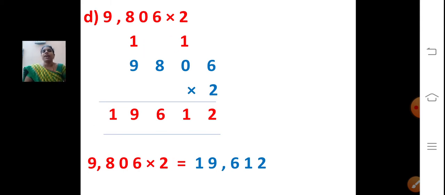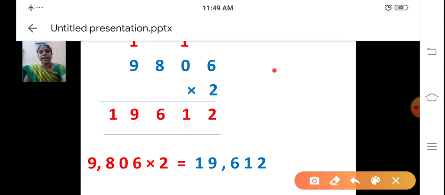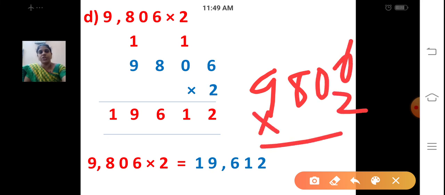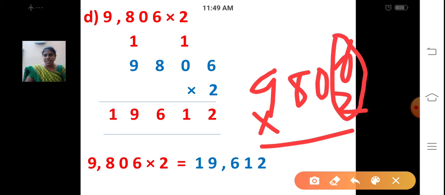Next sum. We are going to multiply 9,806 into 2. Shall we multiply the two numbers now? 9,806 we are going to multiply by 2. So what should I do now? You are going to tell me the answer now. So first I have to multiply this, right? 6 2s are 12. So 2 I am writing it here. 1 will be carried over.